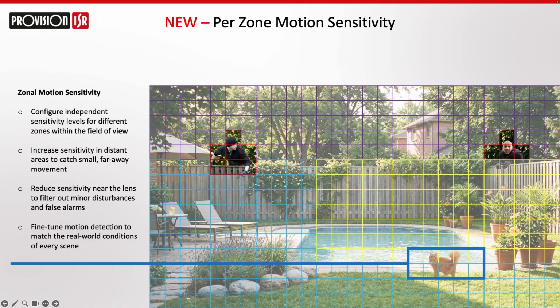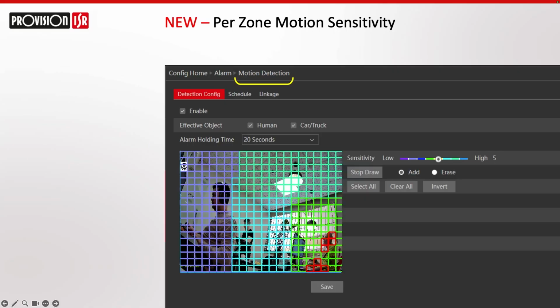Zones covering distant areas, where moving objects appear smaller and affect fewer pixels, can be set to higher sensitivity to ensure nothing is missed. Zones closer to the lens, where minor movements like animals or foliage are more likely to trigger unwanted alerts, can be set to lower sensitivity to filter out the noise. The result is a smarter, more accurate motion detection setup that adapts to the real-world conditions of any installation.